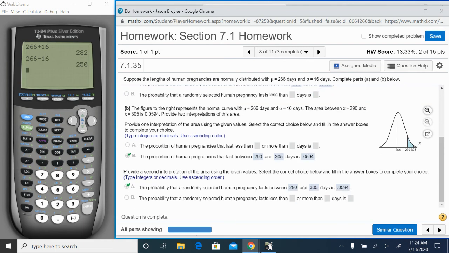And then the next part of this problem. They change it a little bit. They shade from 290 to 305, so between two values. So that's why this one is the proportion that lasts between 290 and 305. And then this one, the probability that lasts between 290 and 305. So they're just getting you practice with changing the proportion to probability and knowing that those mean the same thing.